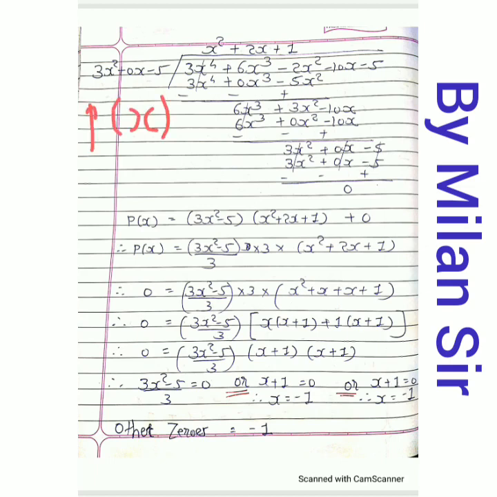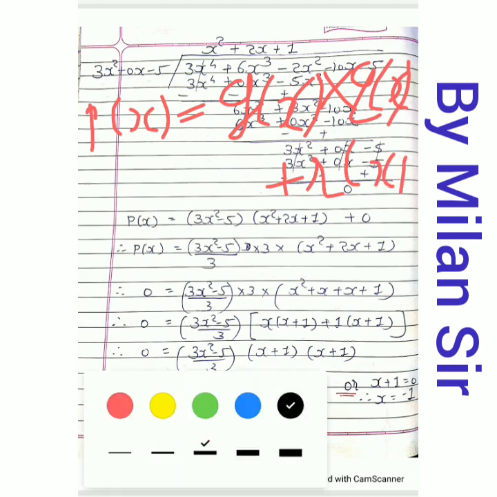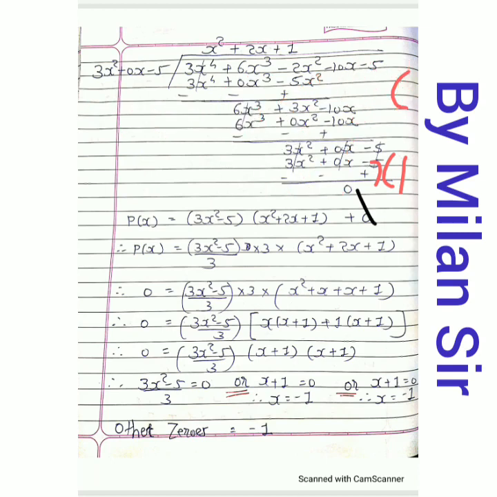Okay, now as per the division algorithm, which we already learned before exercise 2.3, p of x is equal to g of x into q of x plus r of x. This is our division algorithm. So p of x I have written here, g of x is here, q of x is multiplied with the g of x, and at last r of x is 0. My remainder is 0, that means we can ignore it. Okay.